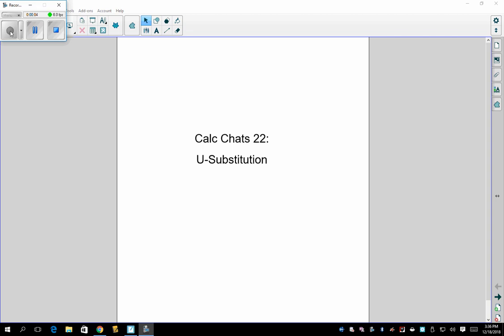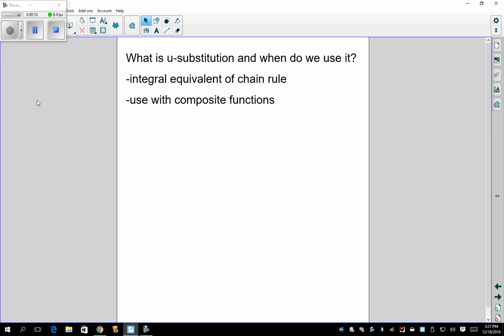Today we're going to be talking about anti-differentiation using U-substitution. U-substitution is kind of our integral equivalent of the chain rule. So we need to use it when we have composite functions.